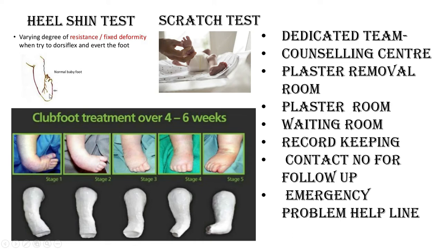But if we do a simple test, called the scratch test, where you just scratch over the lateral aspect of the foot, the baby will automatically fan out all his toes and externally rotate his foot, and it will come to the normal position. Then you know you are dealing with a normal case. But in a proper CTB child, that will never happen.